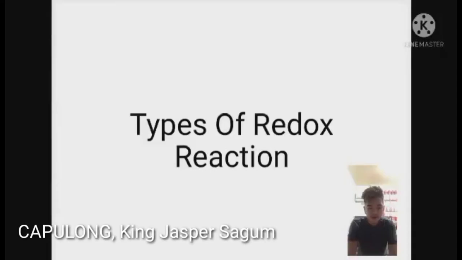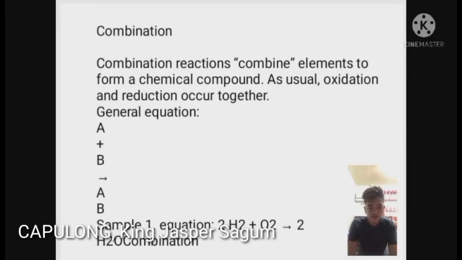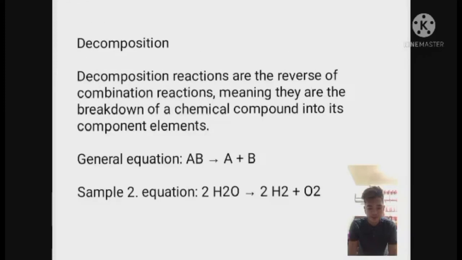Types of redox reaction. Combination. A combination reaction combines elements to form a chemical compound. As usual, oxidation and reduction occur together. Decomposition. Decomposition reactions are the reverse of combination reactions, meaning they are the breakdown of a chemical compound into its component elements.